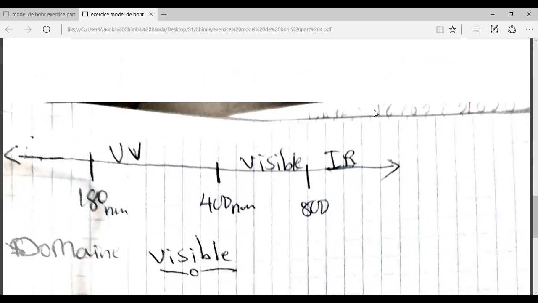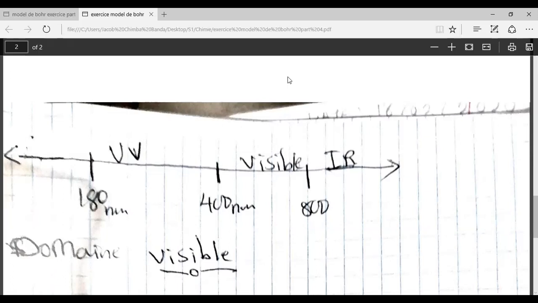You have to know that from 180 nanometer to 400 is ultraviolet, from 400 to 800 is visible, and from 800 going up is infrared. You have to know that. So we see that between 400 and 800 is the visible ray. That's how you go about the domain. When they ask you about the domain, they are simply asking whether it is in ultraviolet, visible, or infrared. If you know this demarcation, you know that it is visible. So that's how you go about it.